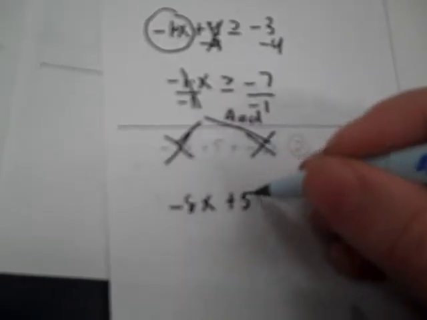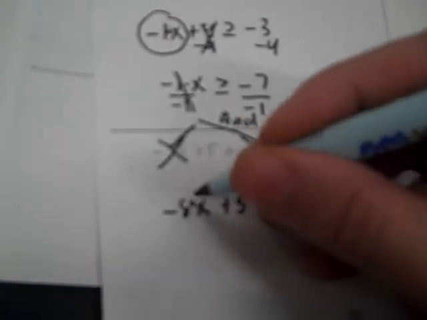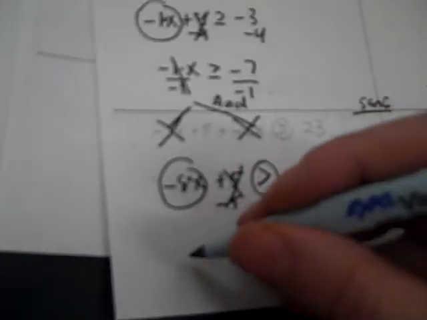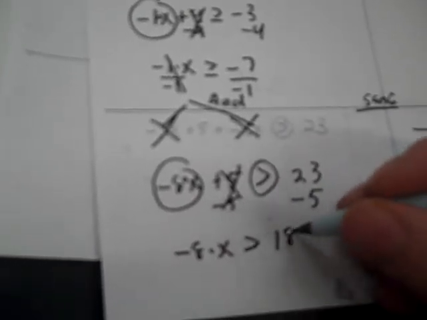Plus 5, 23. Okay, so now that this is the only x I have, I dot it and circle it. It's negative, so that sign's going back the other way. So I'm minus 5, minus 5. Okay. So I've got negative 8 dot x, the sign, and 23 minus 5 is 18.